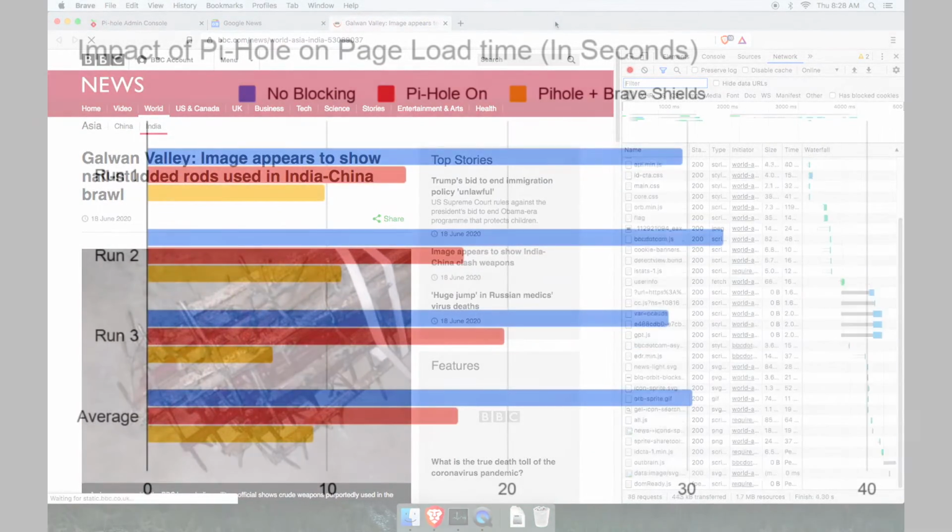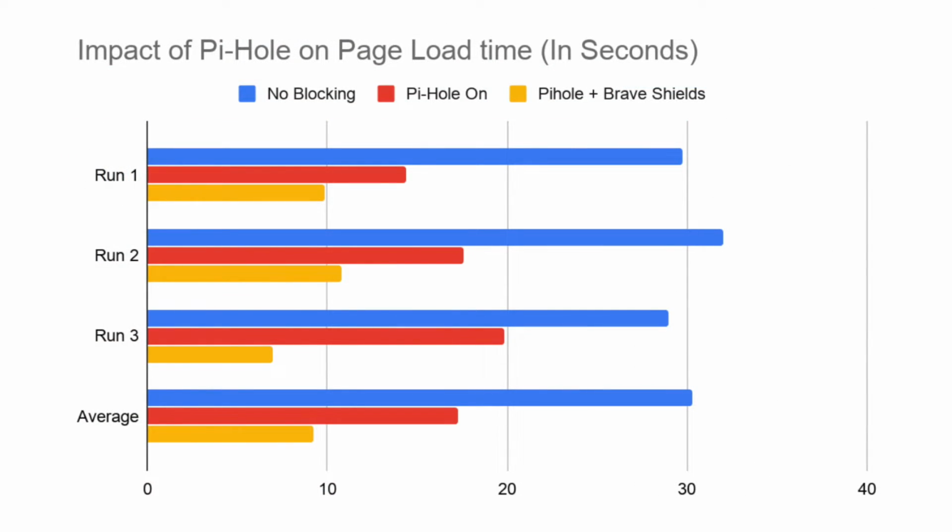The results will speak for themselves. So I ran this 3 different times and then took an average. You'll see that with no blocking on, we're getting around 30 seconds on average page load time. When I actually turned on the Pi-hole, we cut that almost in half, down to around 17 seconds on average. And then with Pi-hole plus Brave Shield, so Brave has its own built-in ad blocking, we get down under 10 seconds for a page load, which is crazy.